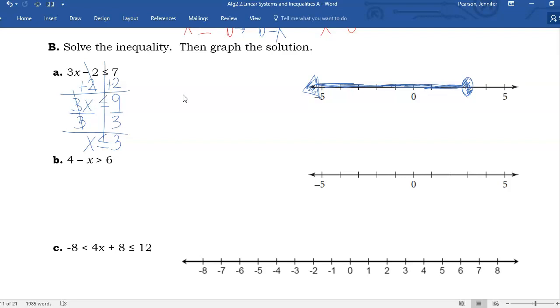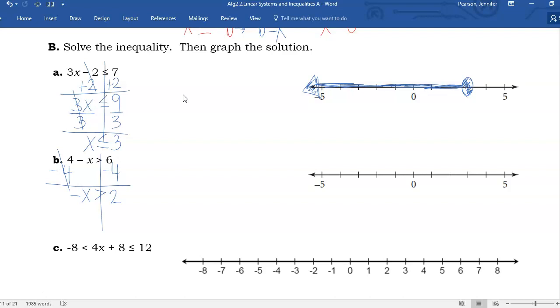Letter B is going to be pretty much the same deal. Let's drop the line on our inequality. We will start by subtracting 4 on each side. That will give me -x is greater than 2. 6 minus 4 is 2.